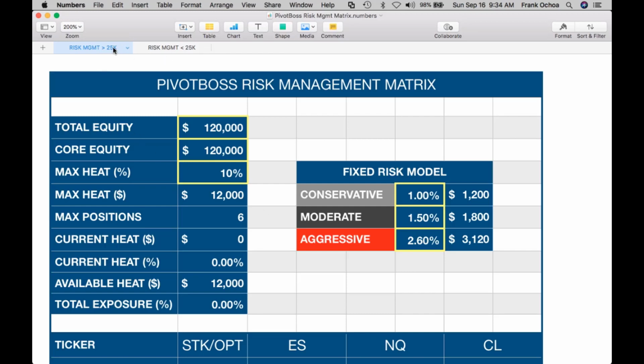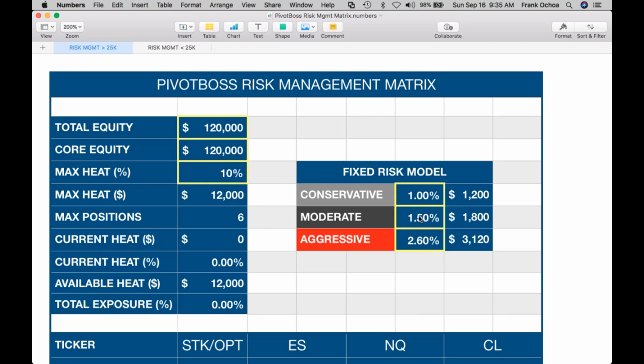So you can see there are two tabs to this spreadsheet. One is above 25K and one is below. The one that's above, if you have, say, a $120,000 account and you haven't taken any trades yet, then the core equity would also be 120. You can see that with 10% of the account in terms of max heat, that means that you can have $12,000 at risk at any one time.